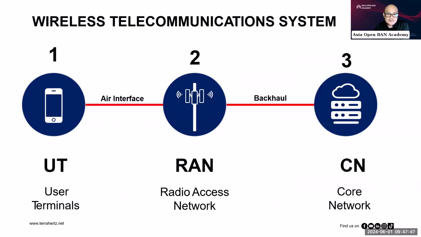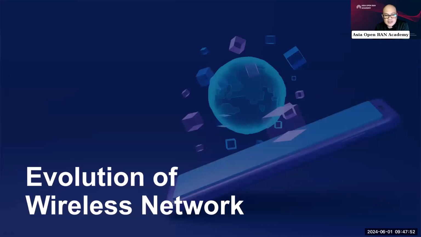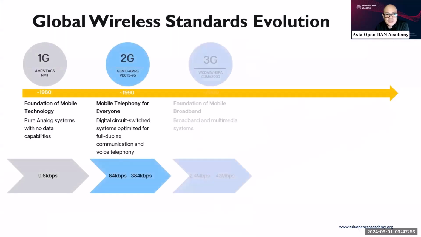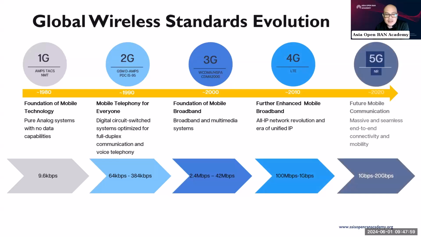Yan, yung tatlong yan. And then, she also mentioned the evolution of wireless networks, which started from 1G, 2G, 3G, 4G, and now we are in the era of 5G. So these are the different theoretical speeds. It depends on the capacity and the quality of your RF environment. It's just the theoretical speed that you can get in an ideal environment.